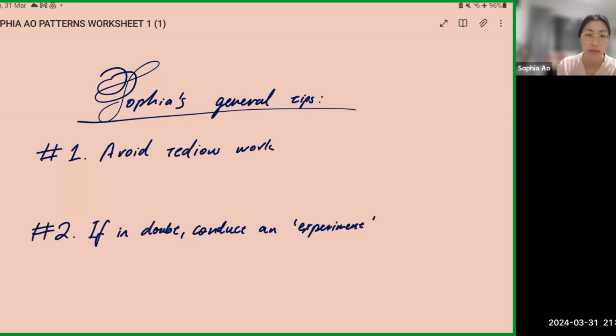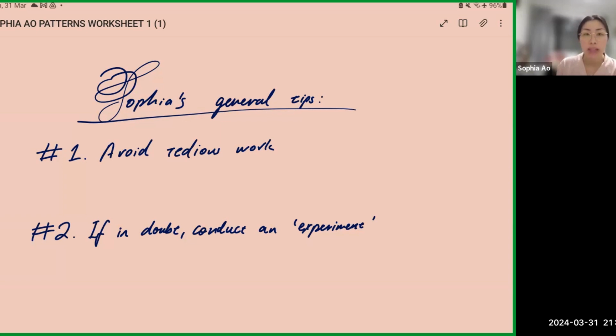If you have identified, oh, this is a kind of question where there's some sort of pattern going on, but you don't know exactly what to do. You can't quite put your finger on it. It's not exactly the same as ones you've seen in class or past tests before. Here's what you should do. If you're in doubt, you should conduct a little experiment.